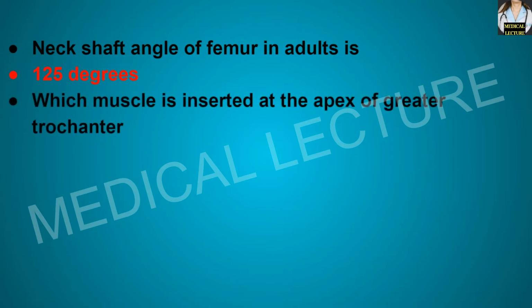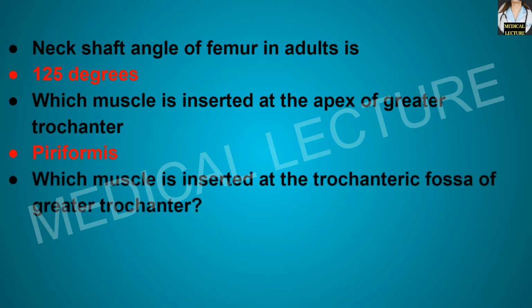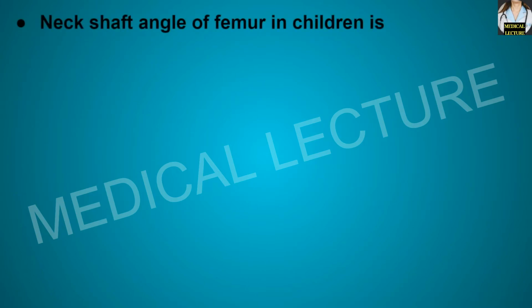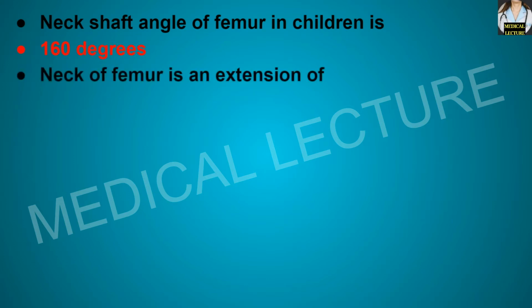Which muscle is inserted at the apex of the greater trochanter? Piriformis. Which muscle is inserted at the trochanteric fossa of the greater trochanter? Obturator externus. Neck shaft angle of the femur in children is 160 degrees. Neck of the femur is an extension of diaphysis.